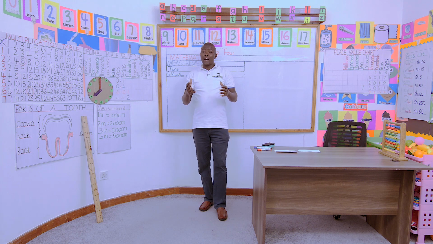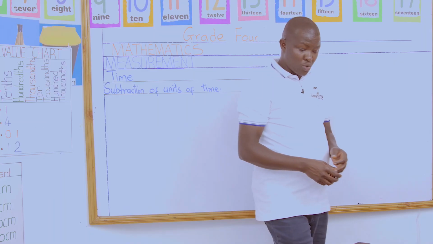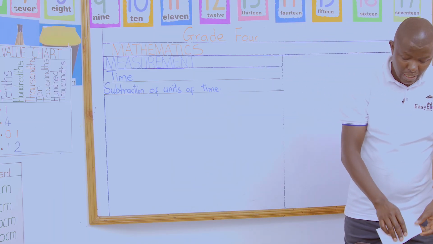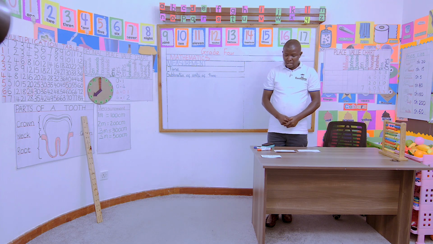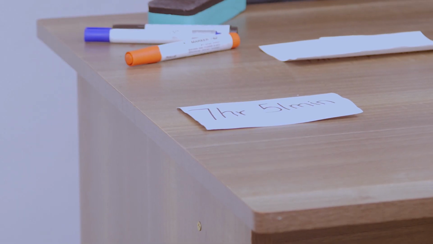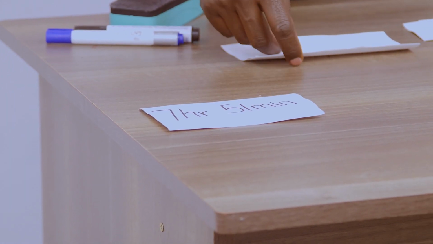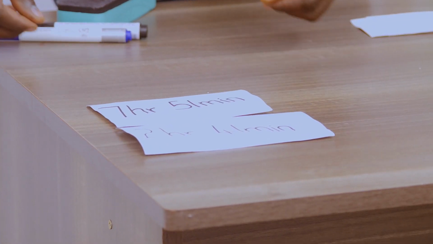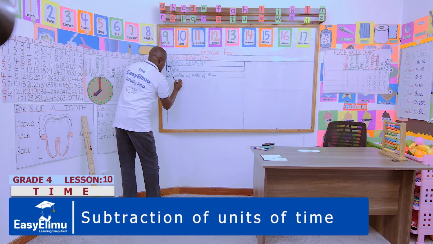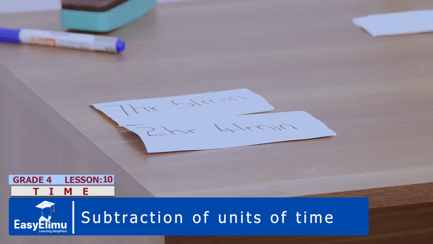Now let us try in our pairs to identify the following number cards. The first one is 5 hours and 51 minutes. We are subtracting 2 hours and 41 minutes. Let me write that one. We have hours and minutes. We are subtracting 2 hours and 41 minutes from 7 hours and 51 minutes.